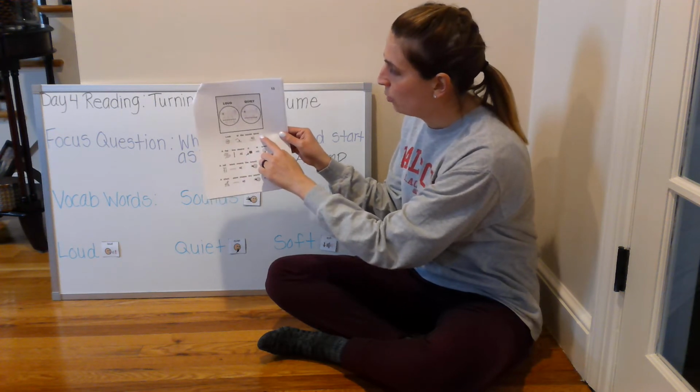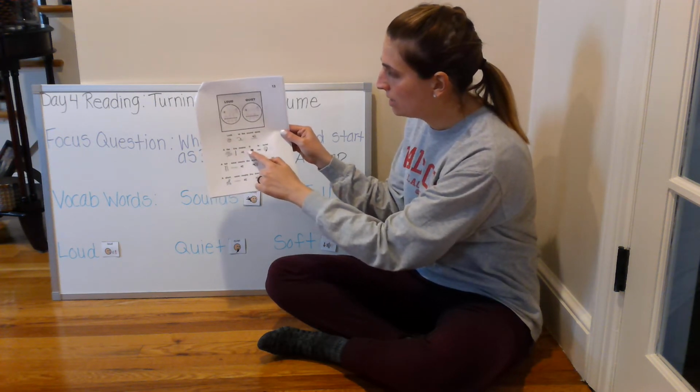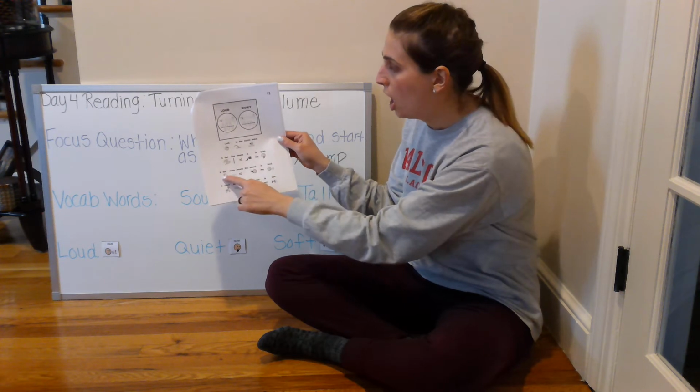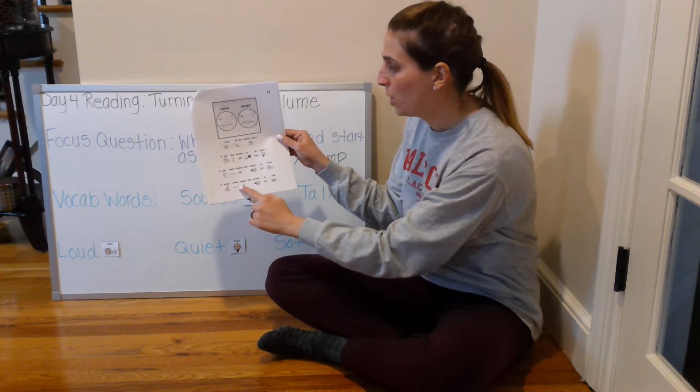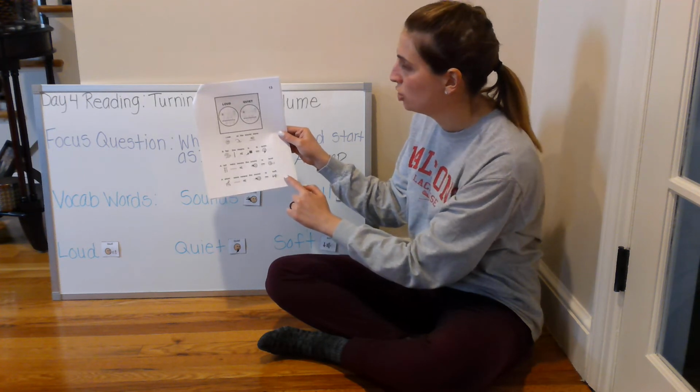Look at the sound wave. A flat line means it is quiet. A tall wave means the sound is loud. A short wave means the sound is soft.